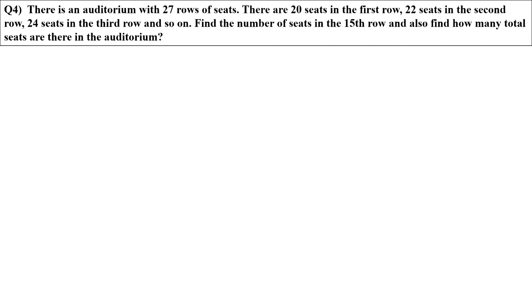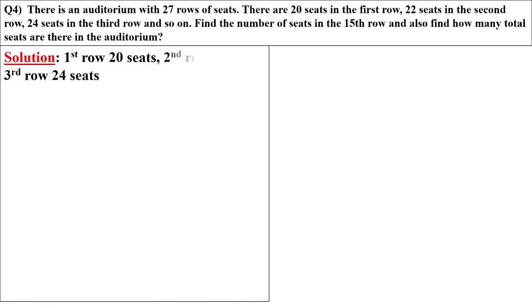There is an auditorium with 27 rows of seats. There are 20 seats in the first row, 22 seats in the second row, 24 seats in the third row, and so on. Find the number of seats in the 15th row and also find how many total seats are there in the auditorium.